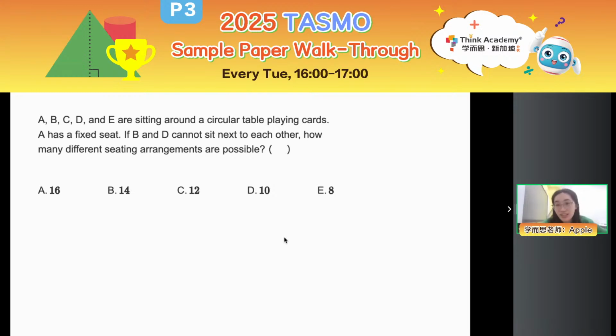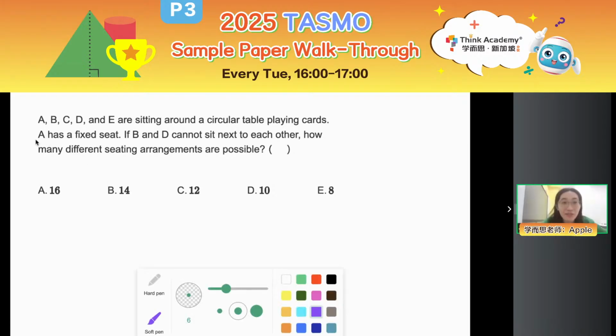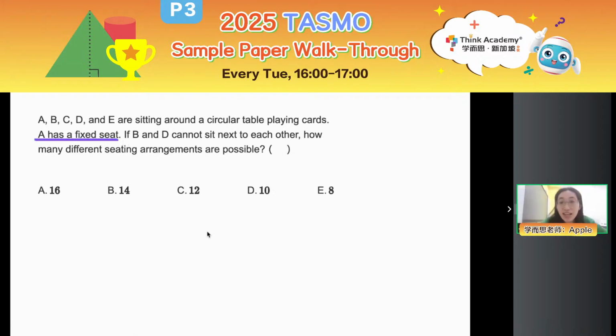Here, everyone, you see that in this question, there are 2 special conditions. Firstly, A has a fixed seat. In other words, you only need to arrange the seats for B, C, D, and E, right? So how many ways are there? B, C, D, E, 4 people. So here we have 4 times 3 times 2 times 1, which is 24 seats altogether.